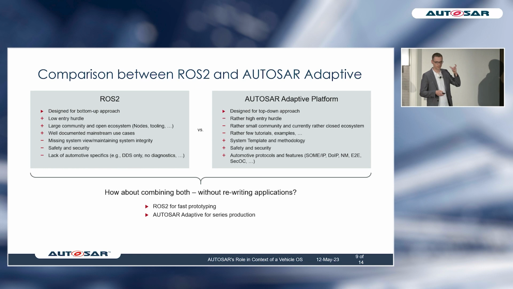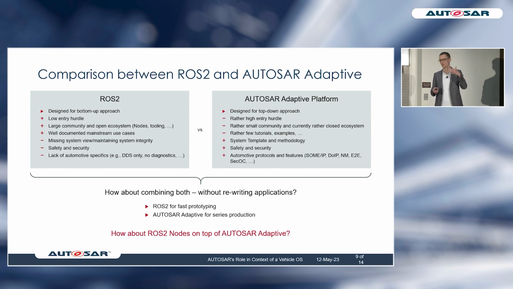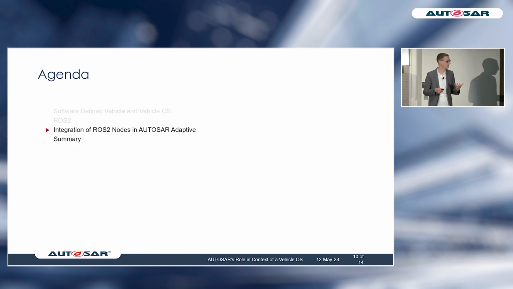That is specifically what we are thinking about: taking ROS as a fast entry, a fast way forward in making prototypes, for example. And then at a later point in time, switching to Autosar when it really comes to safety and security concerns and to functional requirements you have to fulfill and maintain over a large period of time. So next question: how about integrating ROS nodes on top of Autosar Adaptive? This is the theory I want to follow up in the next two slides.